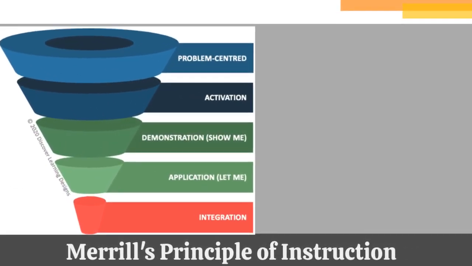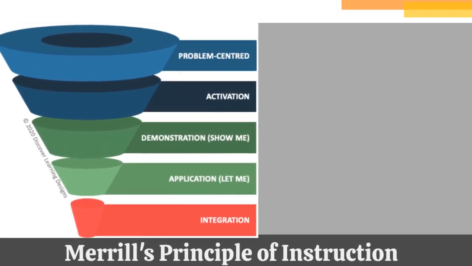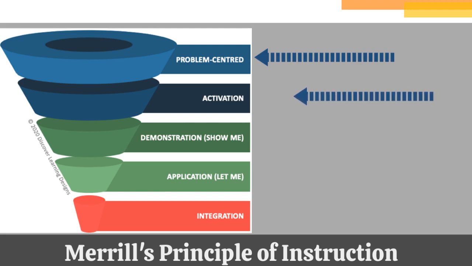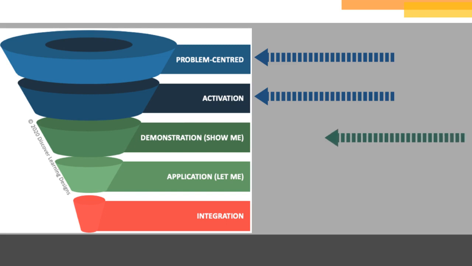As a summary, Merrill's principles of instruction has five steps. In problem-centered, learning is promoted when learners acquire knowledge and skill in the context of real-world problems or tasks. In activation, learning is promoted when learners recall or apply existing knowledge and skill as a foundation for new skills. In demonstration, learning is promoted when learners observe a demonstration of the knowledge and skill to be learned.